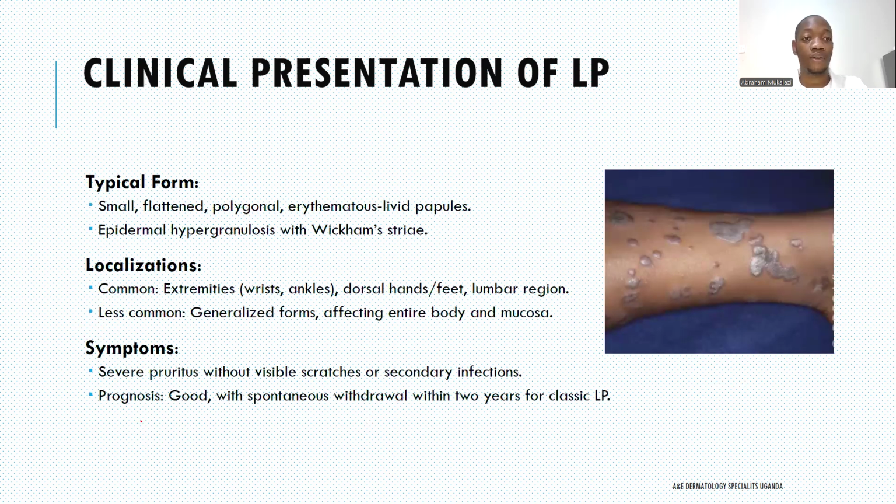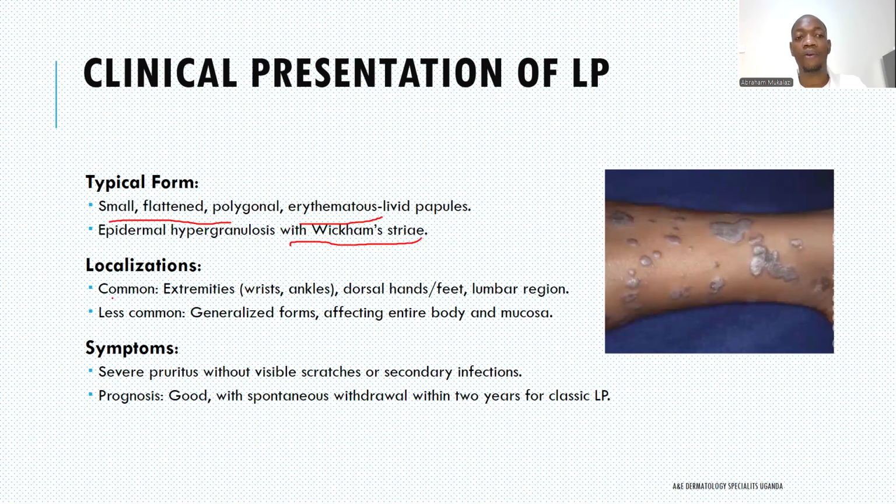So we have the clinical forms, and we have what we call the typical form of lichen planus, which presents with the classical picture that we know: small flat-topped papules, which are usually polygonal, sometimes with an erythematous base. And most of the time, on top of the papule, we see what we call the Wickham's striae, which is usually very vivid when you do dermoscopy, and you'll see a reticulate whitish scale, which we call the Wickham's striae.